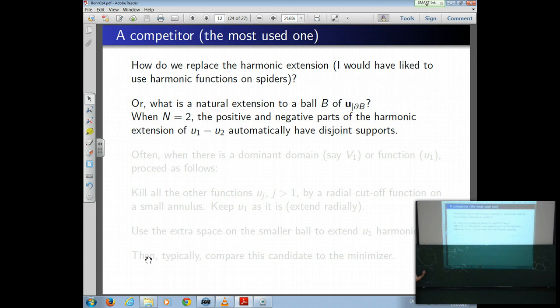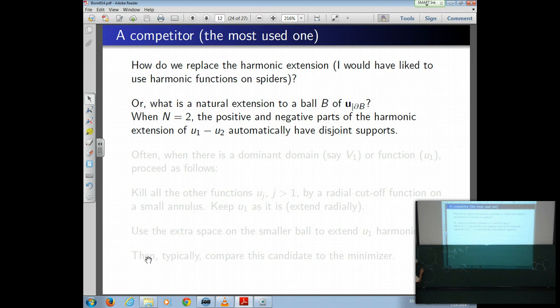Either because the domain where U2 or U3 live is small, or because U2 and U3 are much smaller than U1, and usually they come together because, since the function is equal to 0 each time you change, if this domain is very small, it's going to be very hard for U2 to be large. And I'm asking, what is a nice extension here? Now that I drew the picture, you can have a guess of what we're doing. So this is our favorite competitor.